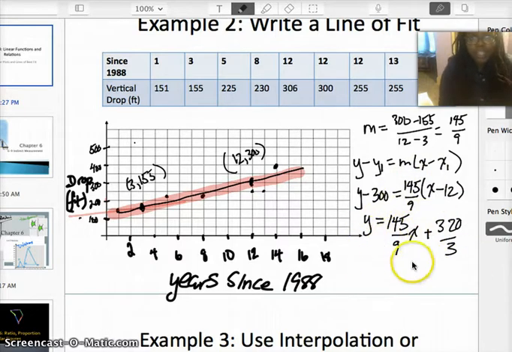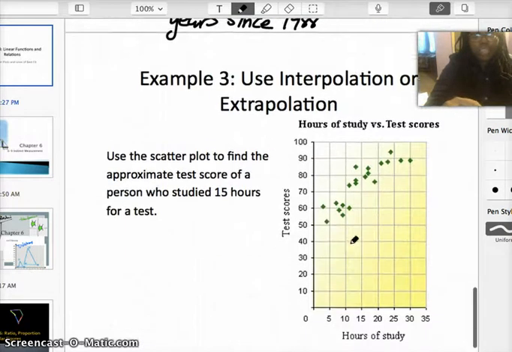And when we get equations like this, the cool thing is now if somebody said, well, what do you think the vertical drop of a roller coaster would have been 4 years after 1988, and we don't have data for that, we can use our equation to predict that. And that's what we're going to talk about in this next example.